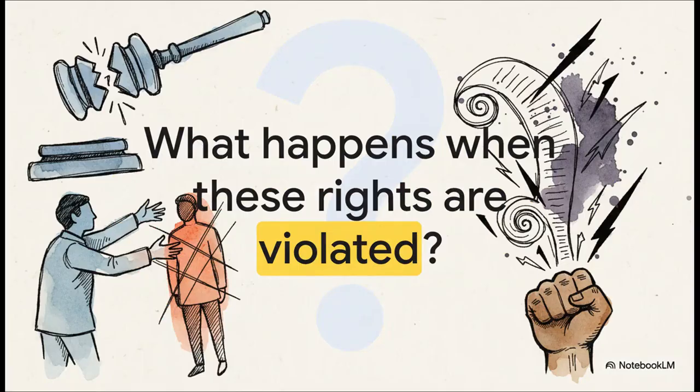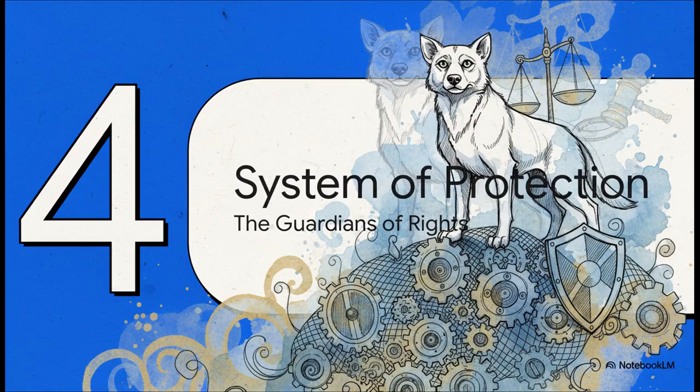Okay, so this all sounds amazing on paper, but it leads to the most important question of all, right? What happens when these rights are actually violated? A right is only as strong as its enforcement. And that brings us to our final section. Section 4, the system of protection. Let's look at the actual mechanics designed to make sure these promises aren't just empty words.